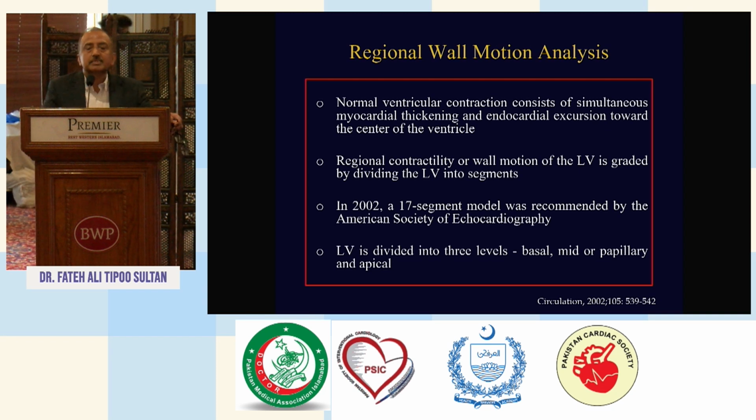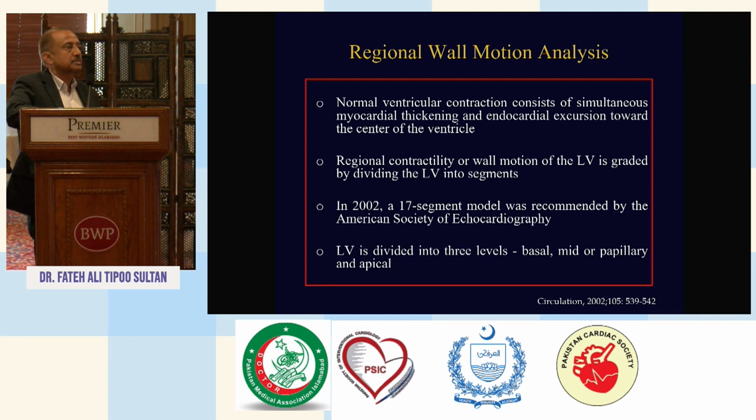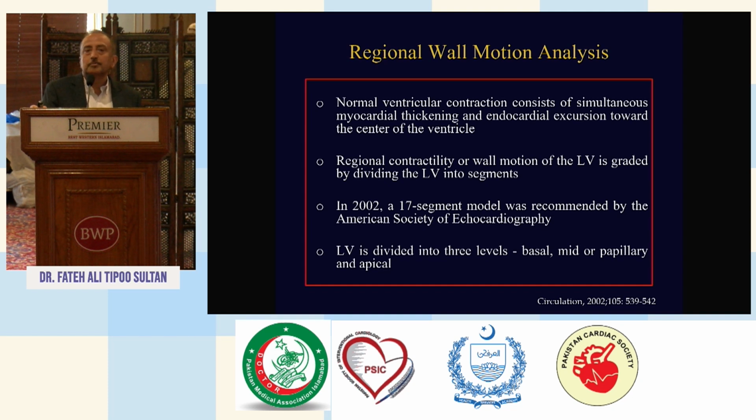The other thing for the assessment of the LV function for patients with heart failure is the assessment of wall motion abnormalities. And for this purpose, the LV is divided into three levels: the basal level, the mid level, and the apical level. And each level is divided into segments. So basal level has 6 segments, the mid level has 6 segments, and the distal level or apical level has 4 segments. And then the 17th segment is actually the apical cap. So there is a 17 segment model.